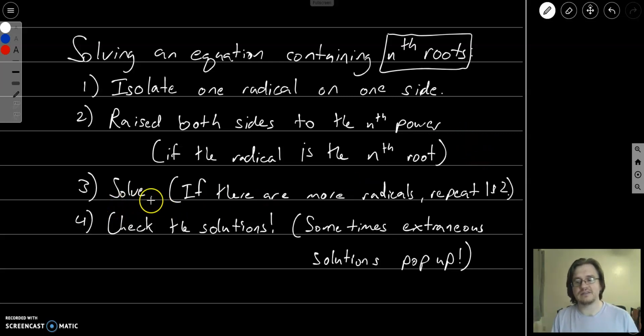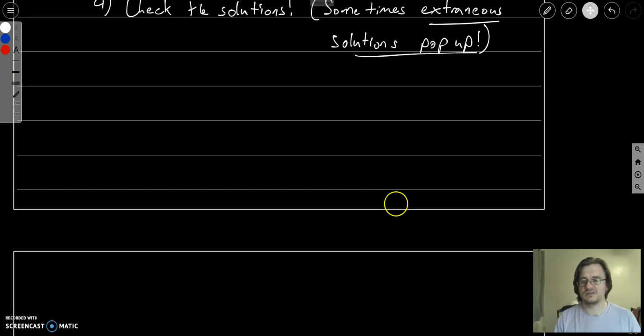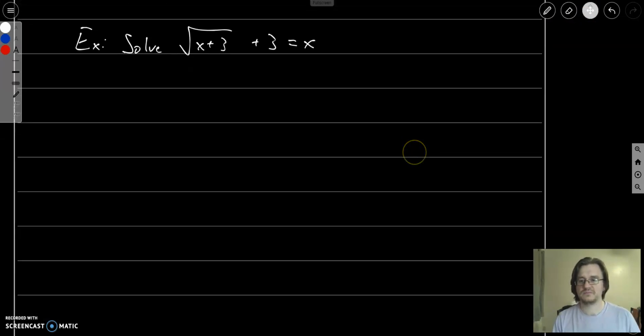At that point, I can solve, unless there are more radicals, in which case I'll just continue squaring, repeating steps 1 and 2 until I have no more radicals left, at which point I can solve, and then I'll have to check the solutions. This is when extraneous solutions pop up that aren't actually solutions. So let's do an example.